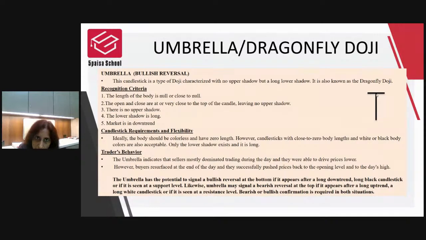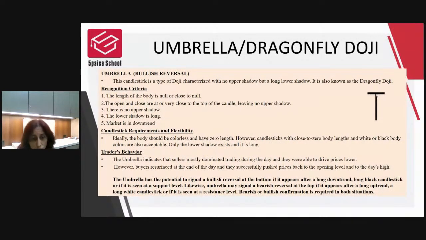And if you see an umbrella or a dragonfly doji, it is understood that it is giving a bullish reversal kind of signal, especially if it is occurring at the bottom. If it appears after a long downtrend, a long black stick, or if it is seen at a support level, it will indicate that a reversal is likely to take place.